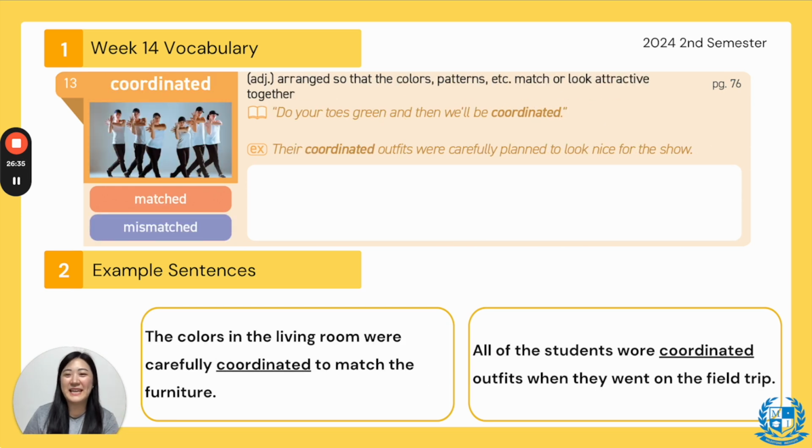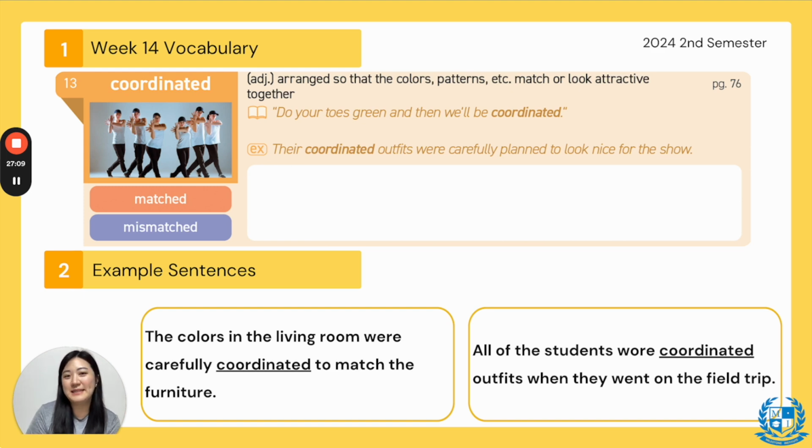Next one, everyone say coordinated. Number 13, coordinated. The synonym is matched and the antonym is mismatched, meaning it's not matching. It's an adjective and it means arranged so that the colors, patterns, etc. match or look attractive together, meaning it looks good. In our book it says, do your toes green and then it will be coordinated, meaning paint your toes green and they will be the same, will match together.